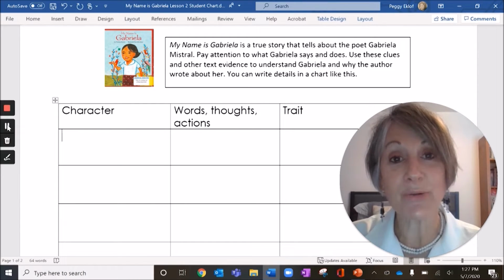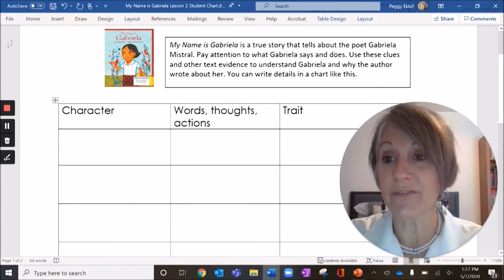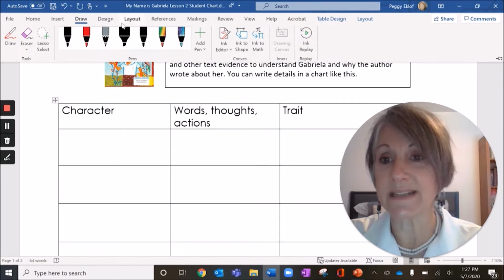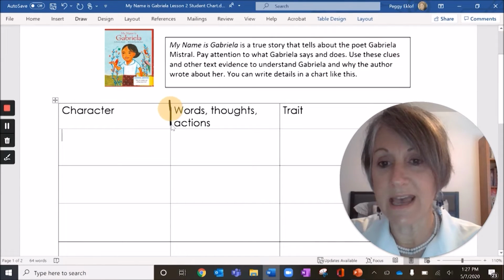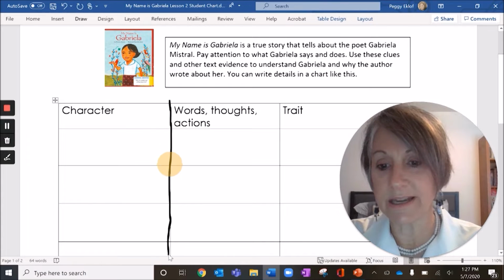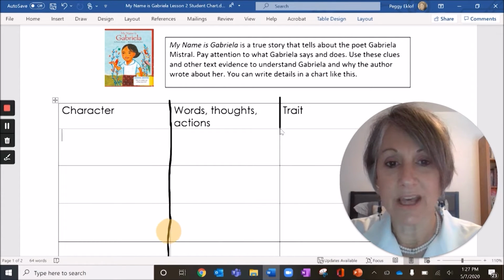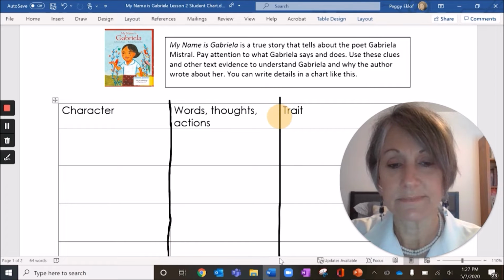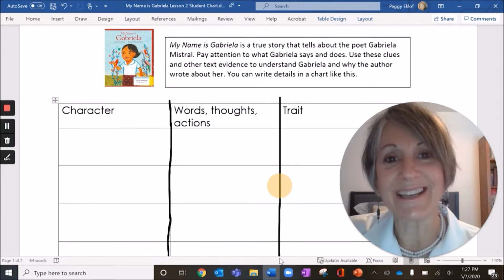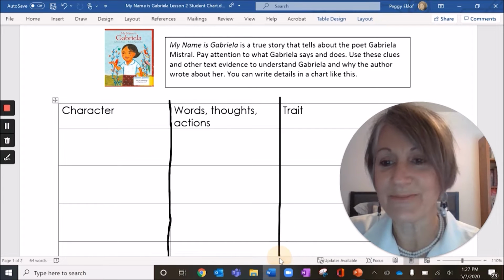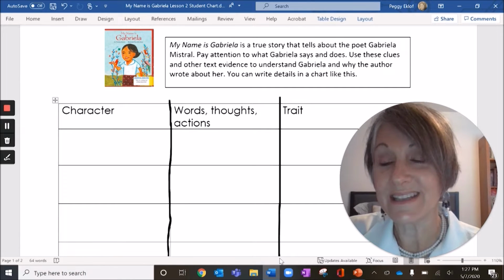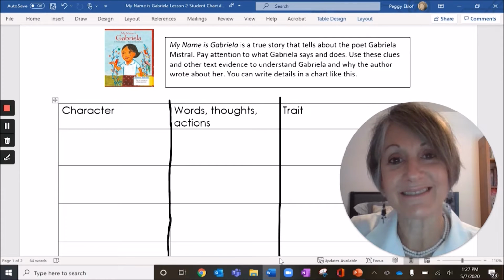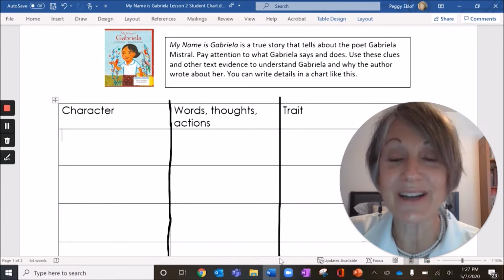So go ahead and make 3 columns by drawing 2 long vertical lines. I'll show you what I mean as I pull my draw tool. So when I say 2 long vertical lines, I'm just going to make 1 long line here and another long line here. I now have 3 columns to write in. This is a great way to organize your thinking. In the first column, I'm going to write the word character, C-H-A-R-A-C-T-E-R, because we're taking notes about the character of Gabriela today.